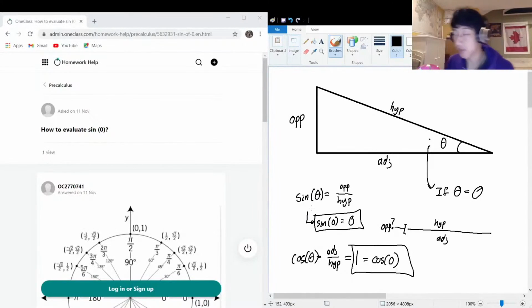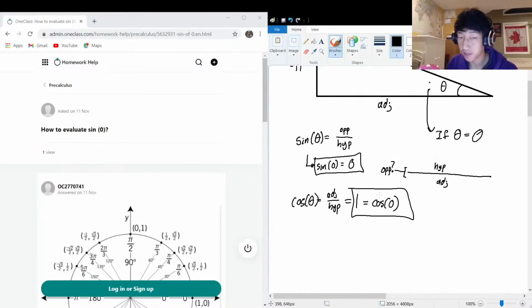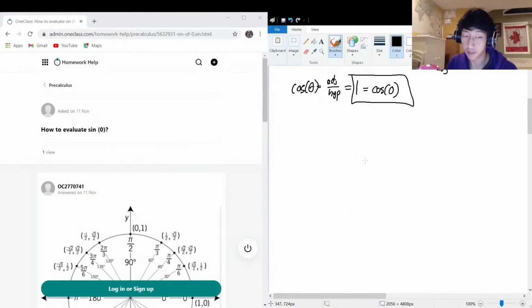Okay, so hopefully that can help clarify some things. Just think about a right angle triangle, think about SOHCAHTOA, and you can find out stuff like this. It should be fairly clear to see.